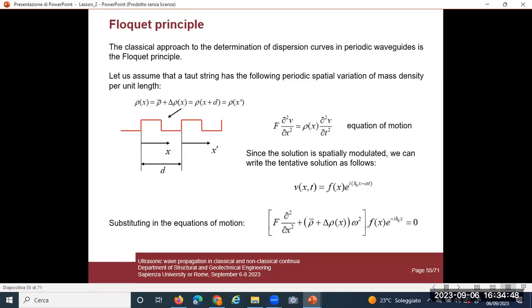What do we do? Same story. We define a solution and plug it in the equations of motion. But we do something different from what we were doing before. Before, we assumed a given amplitude. Right now, we no longer have a constant. We have a function, a function of space. This is called a solution which is spatially modulated. Pick it up and substitute in the equation of motion.